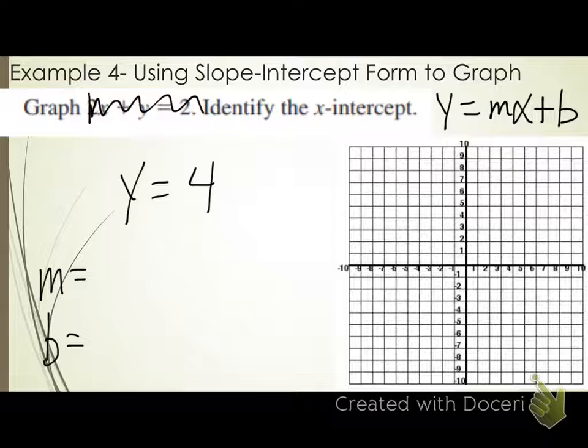Y equals 4. Raise your hands if you can give me my slope here. It's 0. So I could rewrite this as y equals 0x plus 4, correct? So what's my y-intercept? 4.